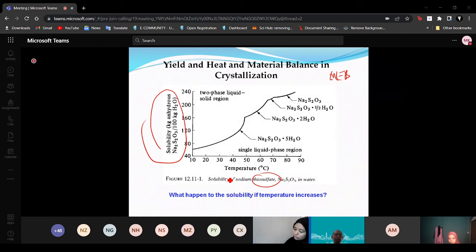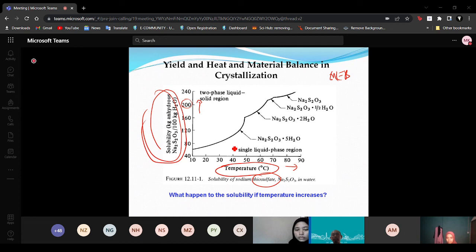So what happens is that if you look here, this is temperature, this is solubility. Solubility means how much sodium thiosulfate can dissolve in 100 kg of water. As you increase the temperature, you see the solubility also increases. The more can be soluble in 100 kg of water.